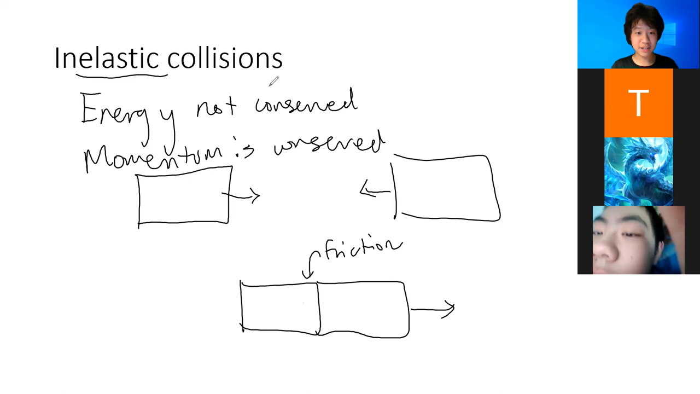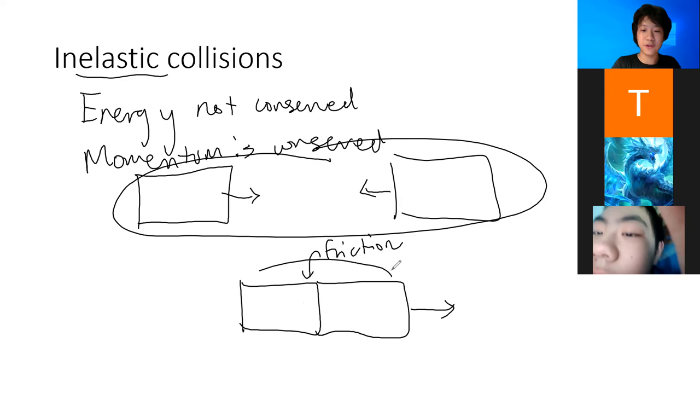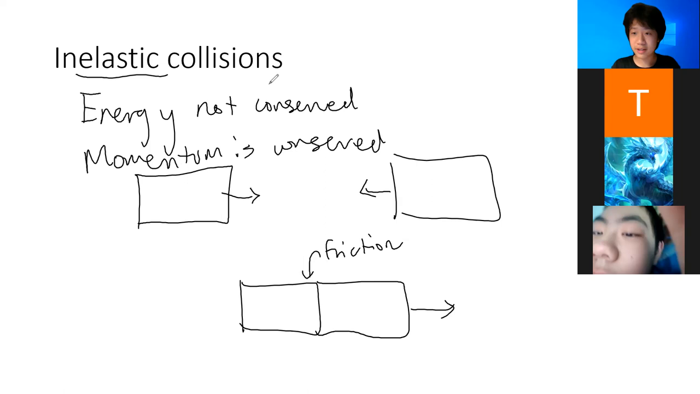So two things you should note in an inelastic collision where they stick together. First, energy cannot be conserved. Like not 100% of this kinetic energy can be converted into kinetic energy of the final two blocks. Secondly, momentum is conserved. In any kind of collision, if there's no external force, then momentum will always be conserved. That's as a result of the law of conservation of momentum.